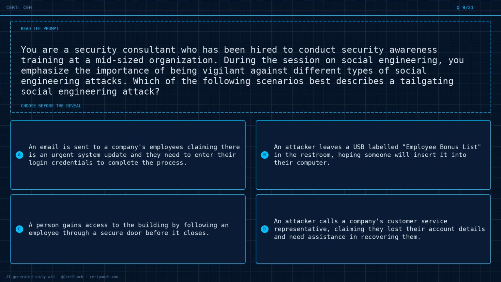Option B, an attacker leaves a USB labeled employee bonus list in the restroom, hoping someone will insert it into their computer. Option C, a person gains access to the building by following an employee through a secure door before it closes. Option D, an attacker calls a company's customer service representative, claiming they lost their account details and need assistance in recovering them. Choose the best answer before the reveal. Commit to it now.